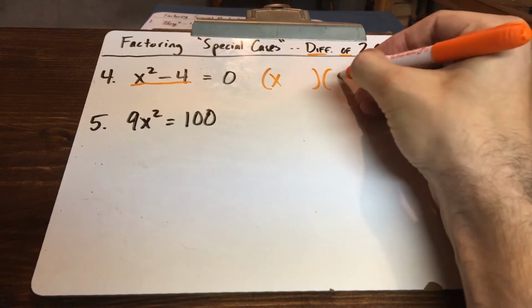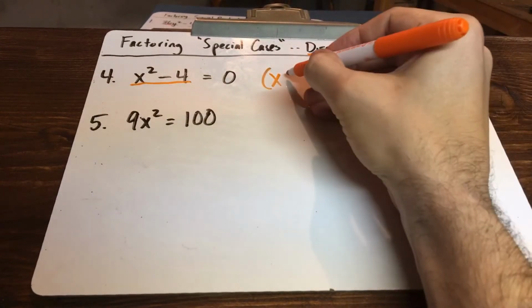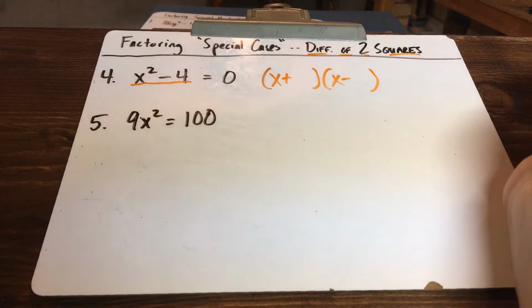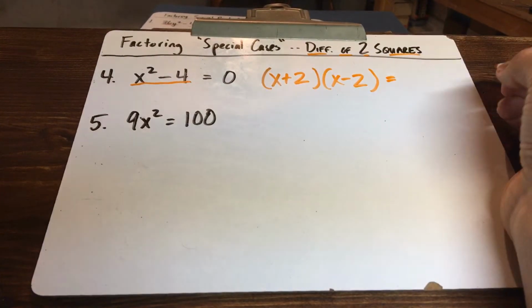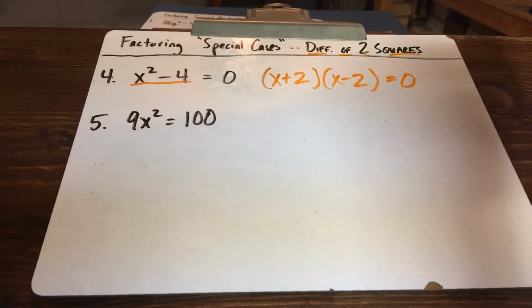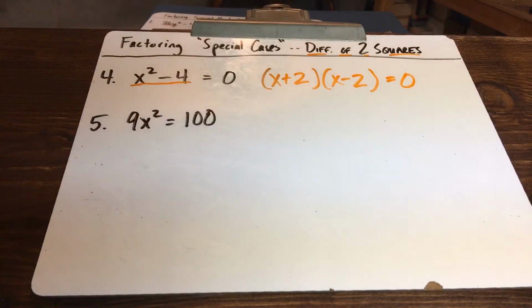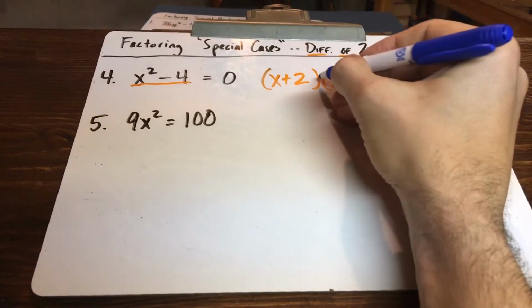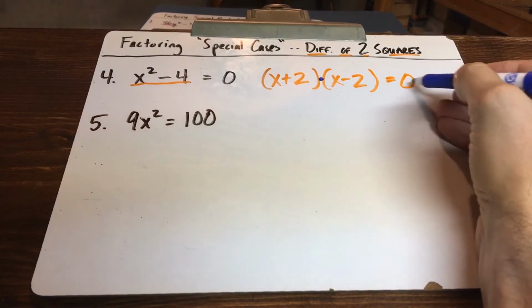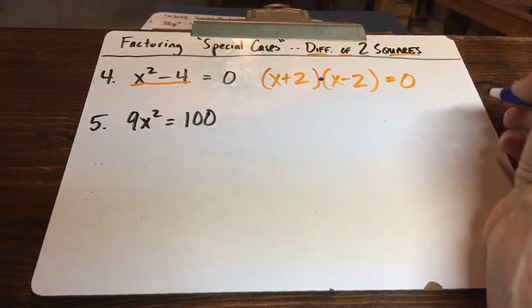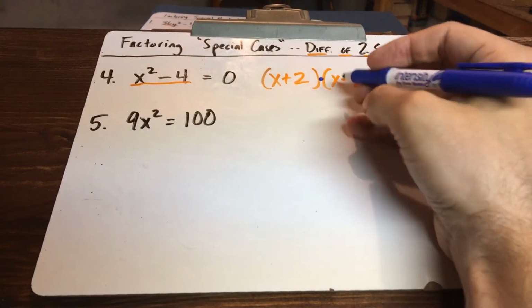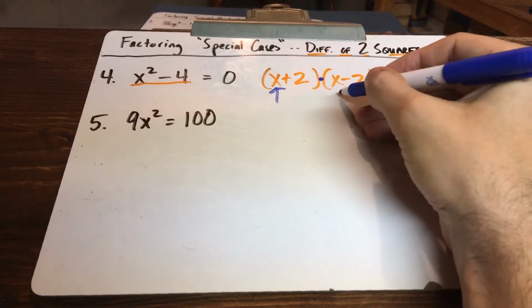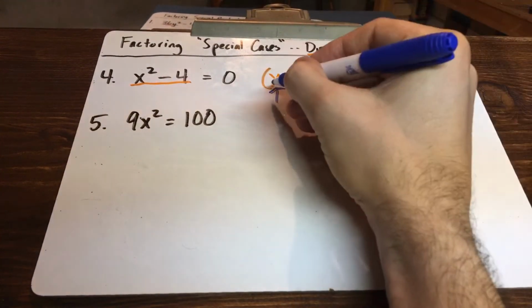X squared would be x times x. 4 is a number that I know the square root of. The square root of 4 is 2. So I can do 2 in one parentheses, negative 2 in the other parentheses, and then I can do that zero product property that we've talked about all chapter, right? I have a multiplying statement. My final answer to a multiplying question is 0. The only way you can get the final answer of 0 in a multiplying problem is to have one of your factors, one of the parentheses, equal 0.